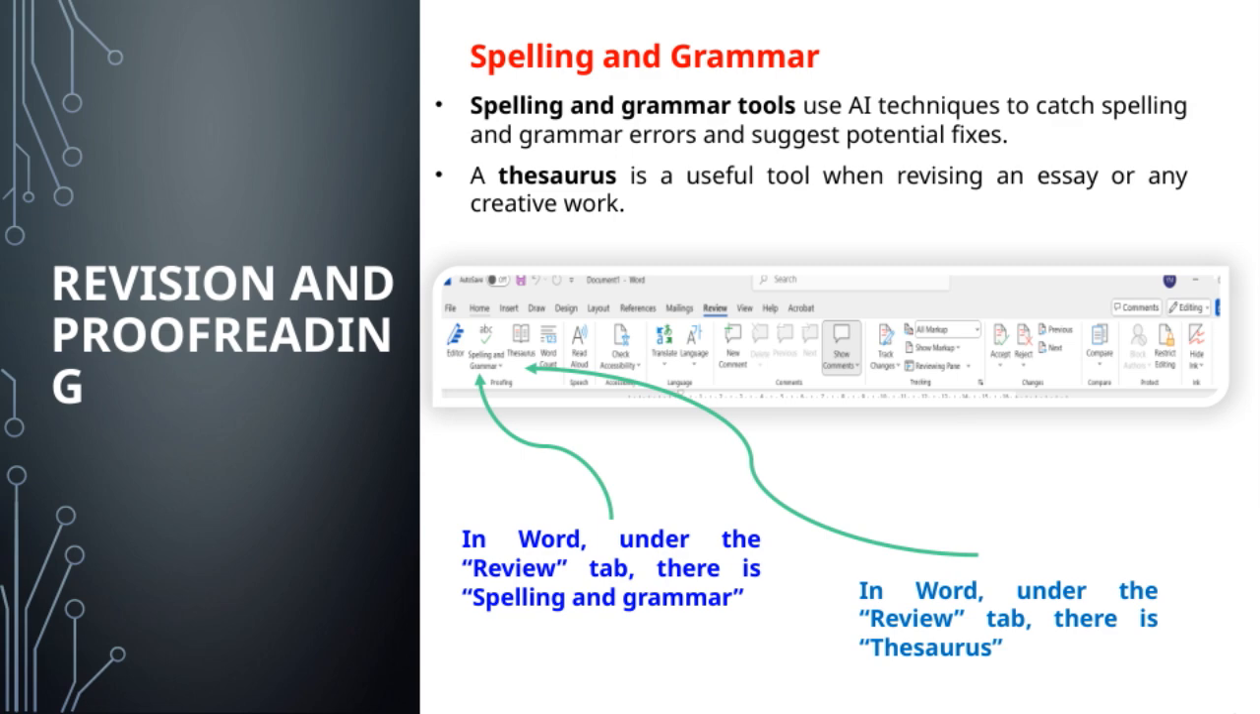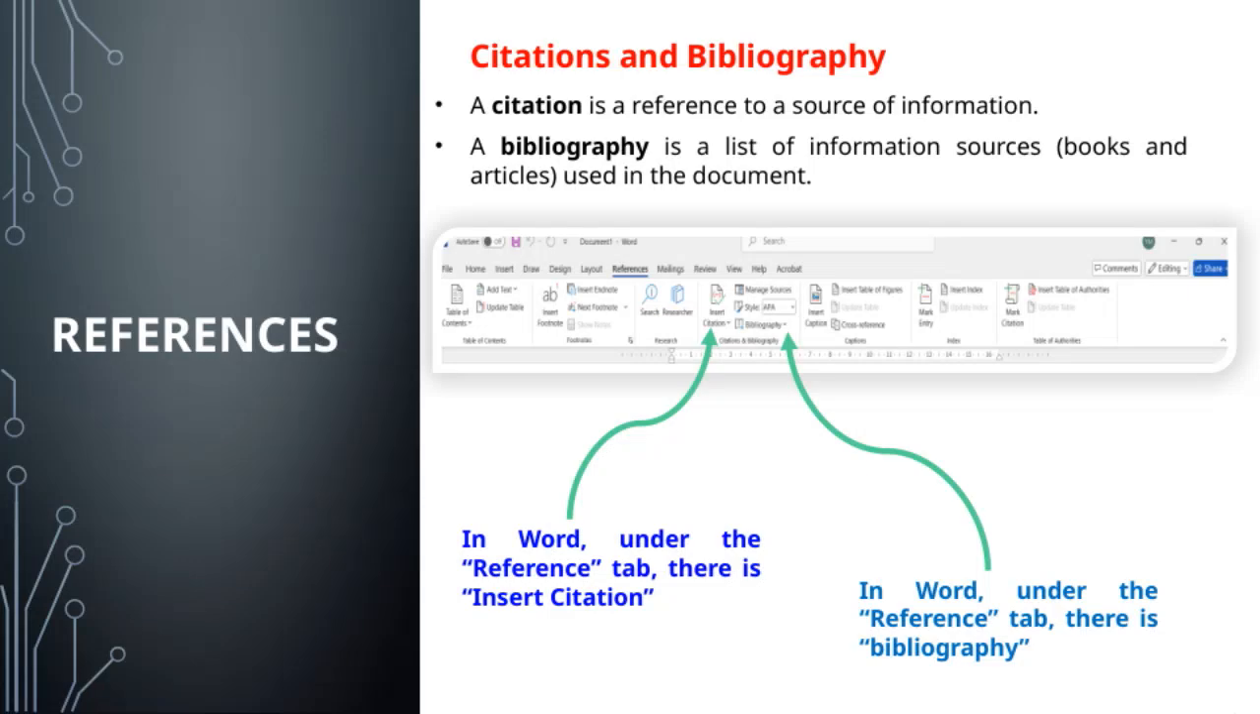Using these tools in combination allows you to refine your work effectively, connecting with your overall goal of clear, impactful communication. Now, in Word, if you go to the Reference tab, you'll find the Bibliography option. This is where you can automatically generate a list of all the sources you've cited. Also, right next to it is the Insert Citation feature. This allows you to add a citation directly into your document whenever you reference a source.